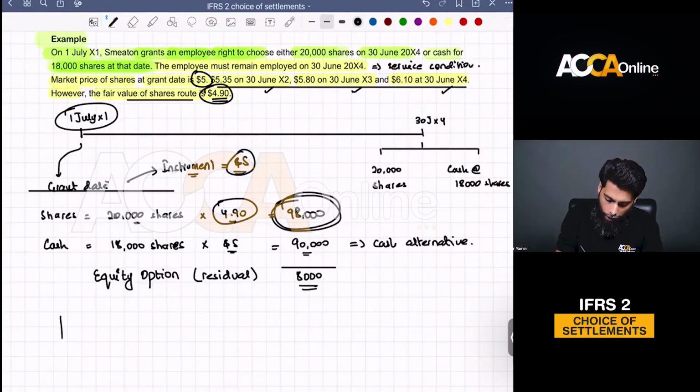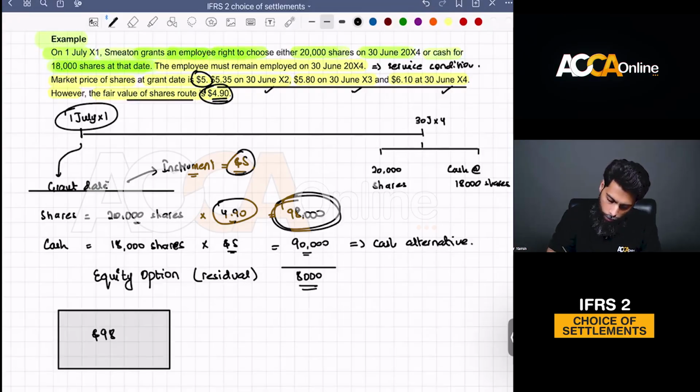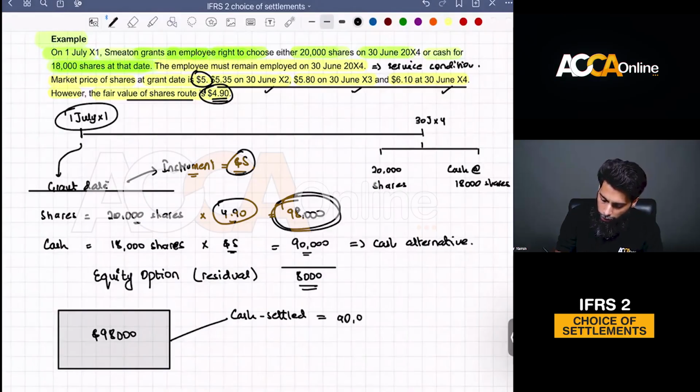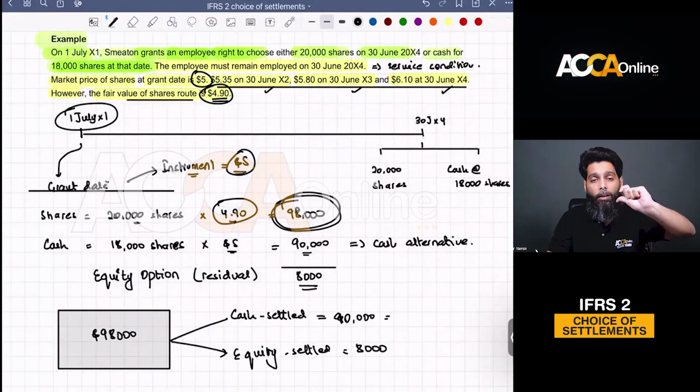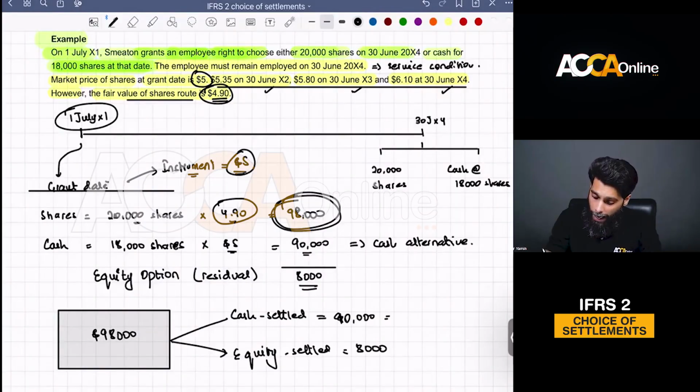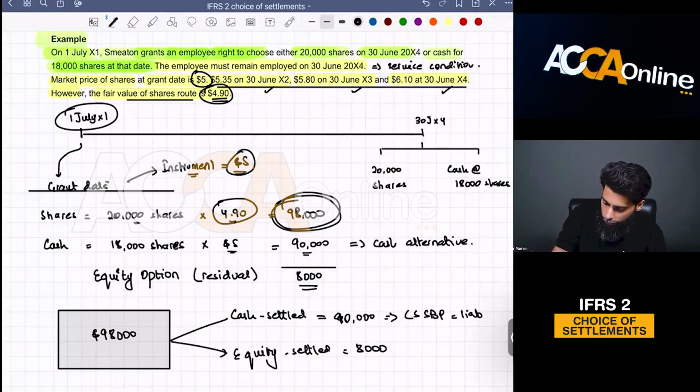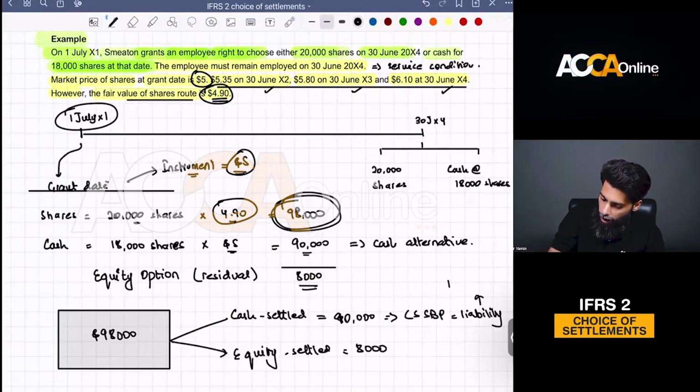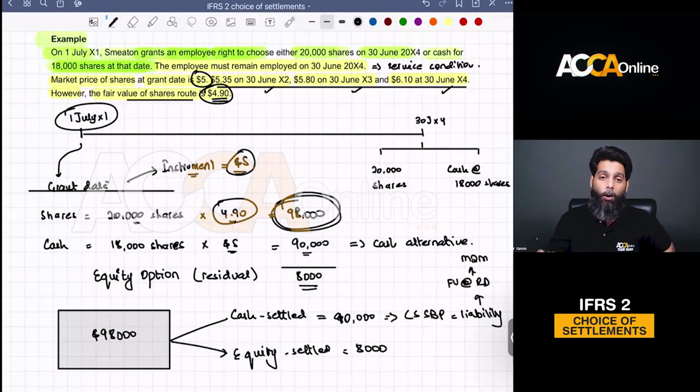So the entire instrument is worth 98,000. The cash settled alternative is currently worth 90,000, and the equity settled portion is now worth 8,000. The cash settled portion is determined based on the fair value if cash was to be given. It shall be treated as a cash settled share based payment, and that means you will be recognizing a liability against it. You will be measuring this transaction based on fair value at reporting date, and also marking to market this transaction always. As far as the 8,000 value of the equity settled portion is concerned, remember, this will be treated as an equity settled share based payment.